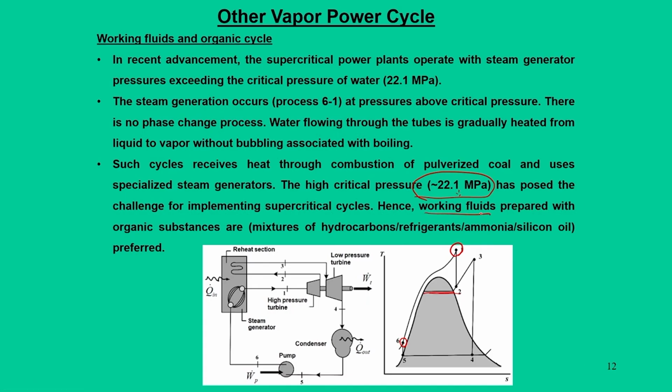There are some substances, typically falling under the category of organic substances. They are nothing but mixtures of hydrocarbons, refrigerants, ammonia or silicon oil, and such substances have the capability of going from the liquid state to the vapor state directly without crossing these liquid vapor regions, and that too at relatively lower critical pressures. And when they operate at relatively lower critical pressures, then of course the temperature goes down. In that way, the metallurgical difficulties of materials are taken care of.